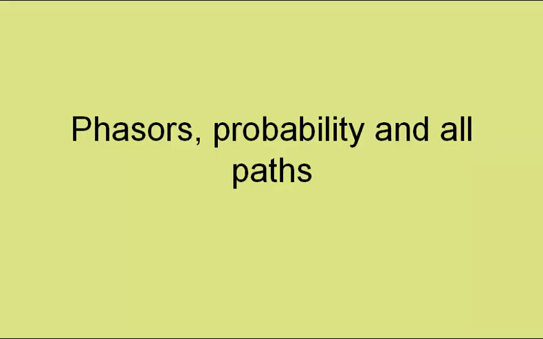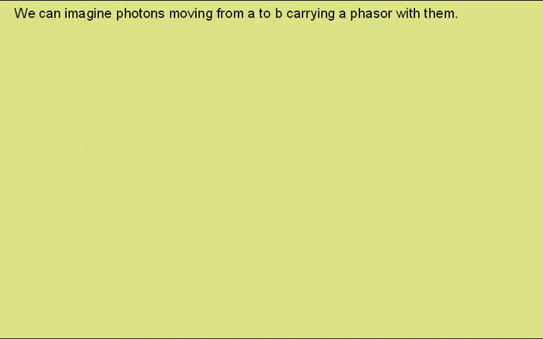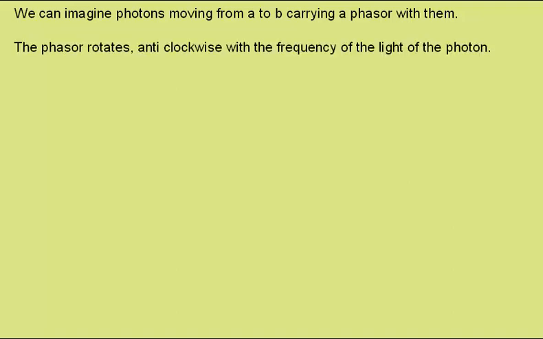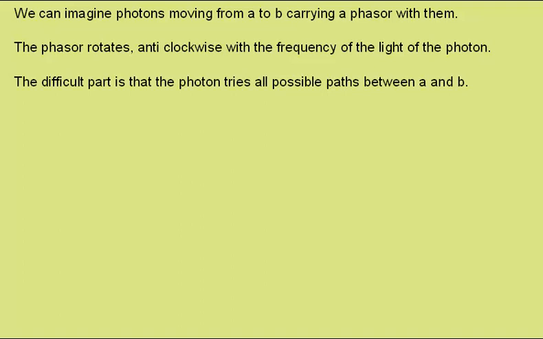Phasors, probability and all paths. We can imagine photons moving from A to B, carrying a phasor with them. The phasor rotates anticlockwise with the frequency of the light of the photon. The difficult part is that the photon tries all possible paths between A and B.